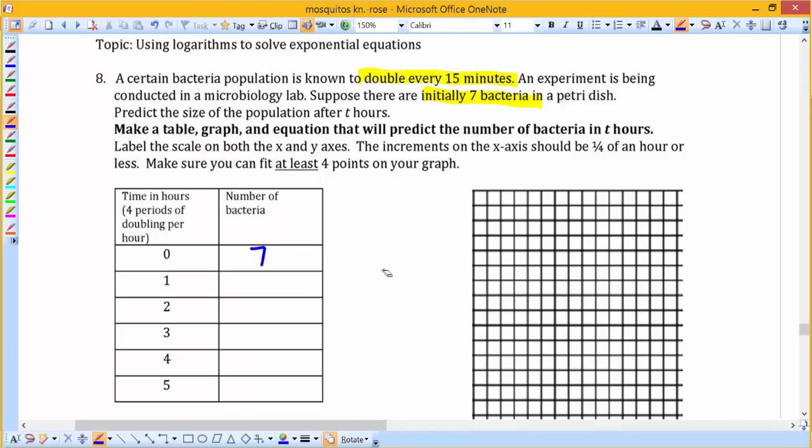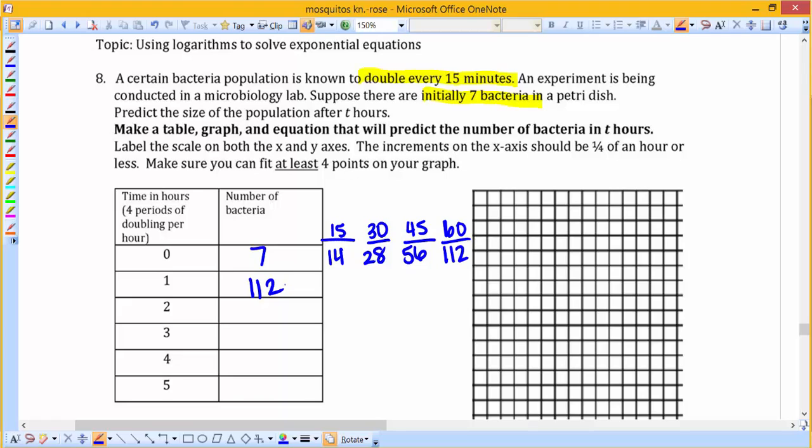But I'll prove it to you. If I double 7 after 15 minutes, there's going to be 14. After 30 minutes, there's going to be 28. 45 minutes, there'll be 56. And then after a whole hour, 60 minutes, there's going to be 112 bacteria. So it has doubled 4 times. Okay, it went through that process 4 times.